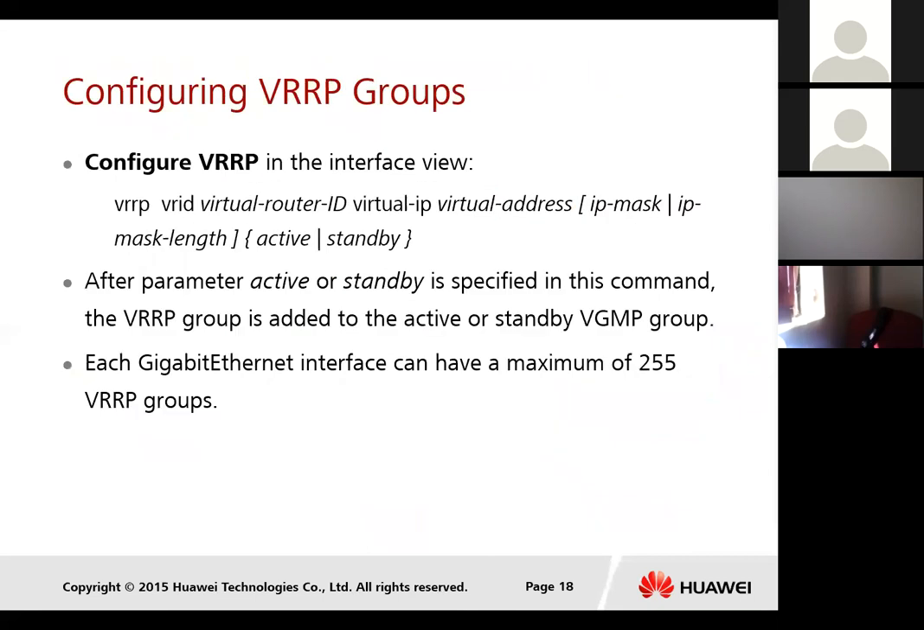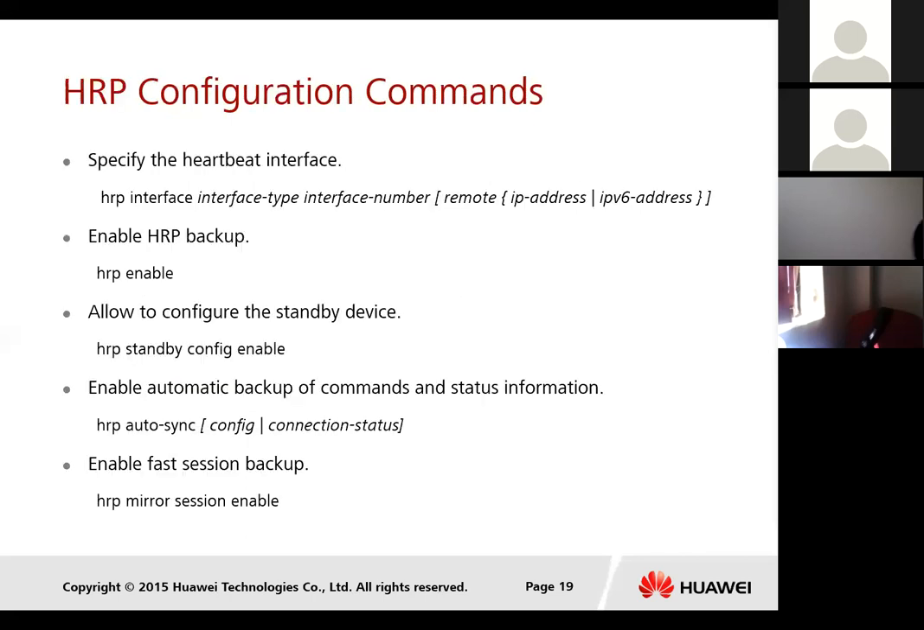For the VRP configuration, this will be learned under the HCNA, that how you define the VRP, VRID, followed by router ID and the virtual IP address. Yeah, maximum you can up to 255 VRP group can be created. For the HRP, simple. HRP interface, HRP enable, HRP standby config enable, auto synchronize, mirror session enable.